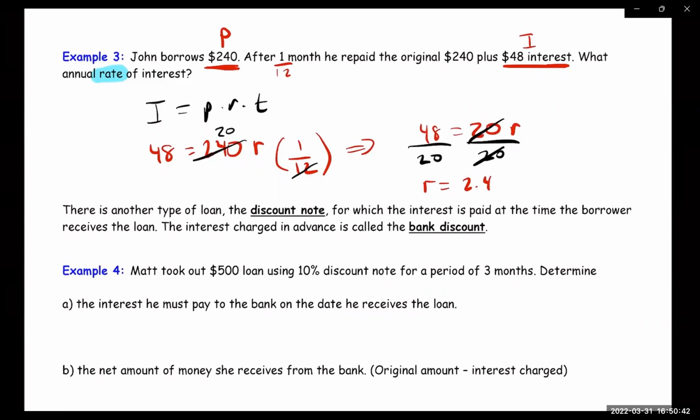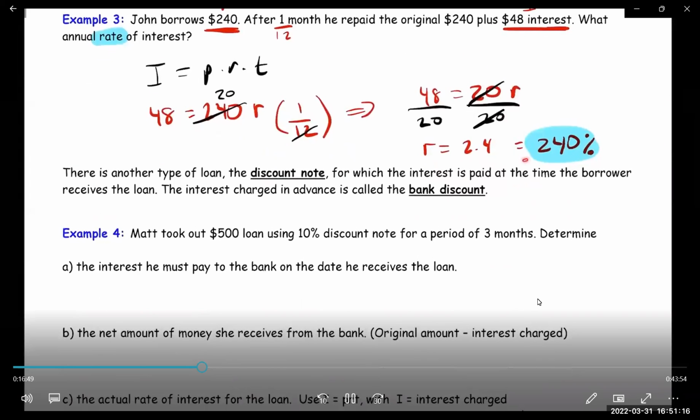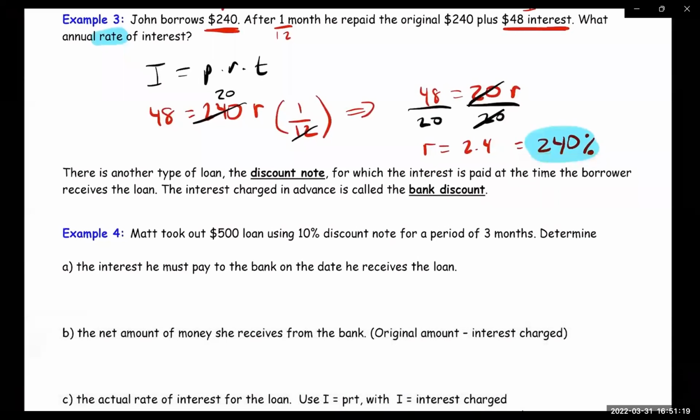But this is a little tricky too. To convert it to a percent, anybody remember how to go from decimal to percent? Yeah, multiply by 100, which means move the decimal point to the right two spaces. So it's going to be 240%. That's a very high interest rate, 240%. That would be a ripoff. If you see a credit card that is offering you 240% interest rate, don't get it.